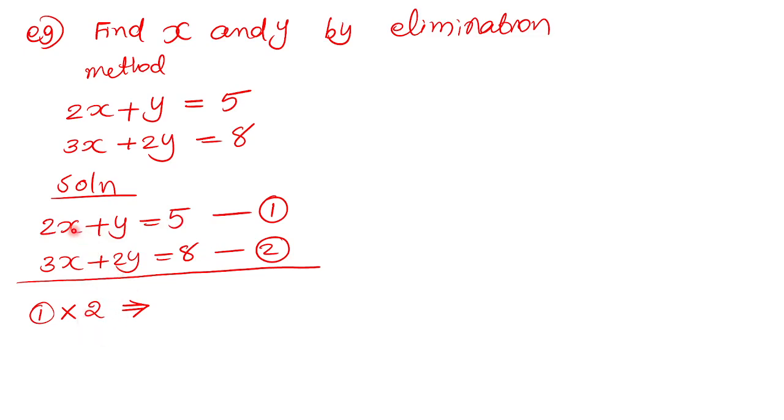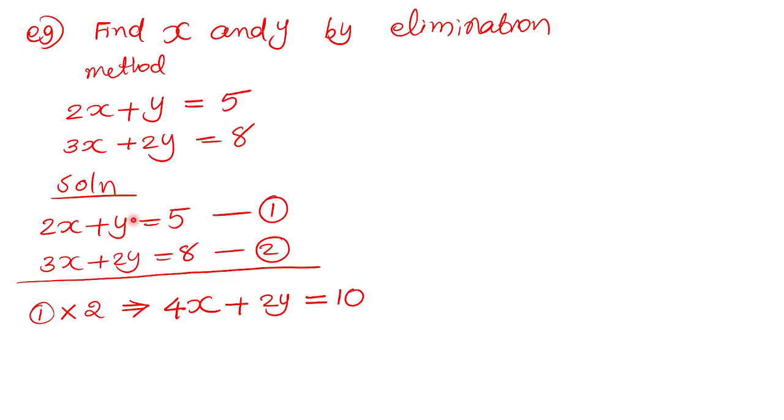Why do I multiply by 2? Because the 2y and 2y will be matching. So the left side is multiplied with 2. 2 times 2x will be 4x, plus 2 times y will be 2y. Each term is to be multiplied with 2. So the right side is also multiplied with 2. 5 into 2 is 10.